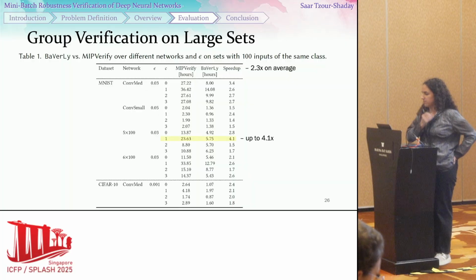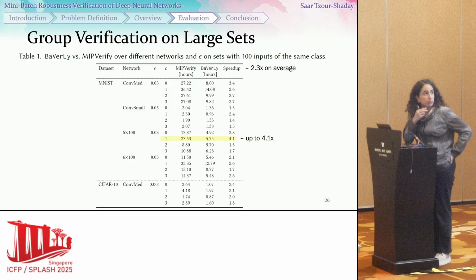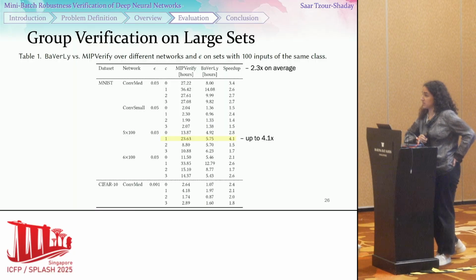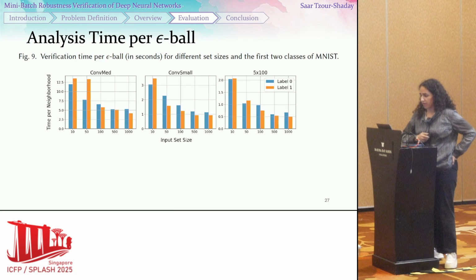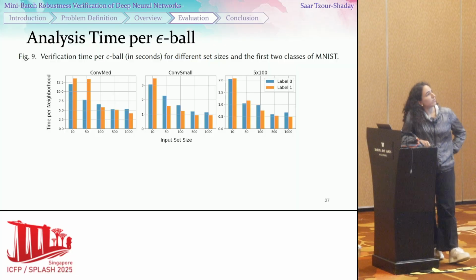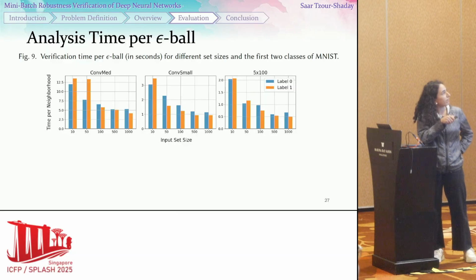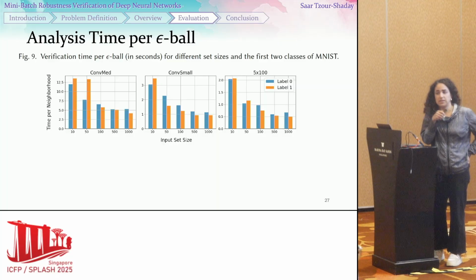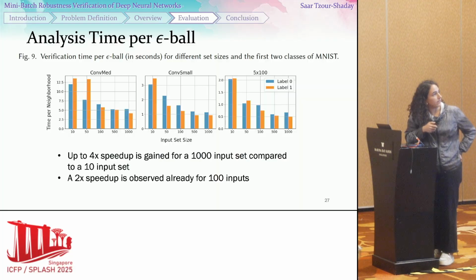So as you can see, on average, BaVerLy achieved 2.3 speed up with a maximum speed up of 4.1, reducing the analysis time from 24 hours to only 6 hours. In our second experiment, we evaluated 3 networks across a dataset of 2 different classes. We evaluated the average verification runtime per neighborhood with respect to the input set size. And these results show a clear trend.